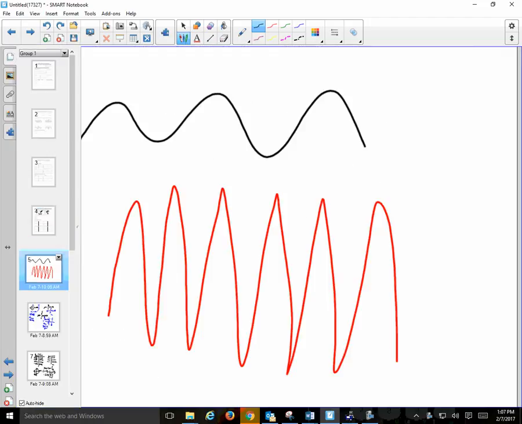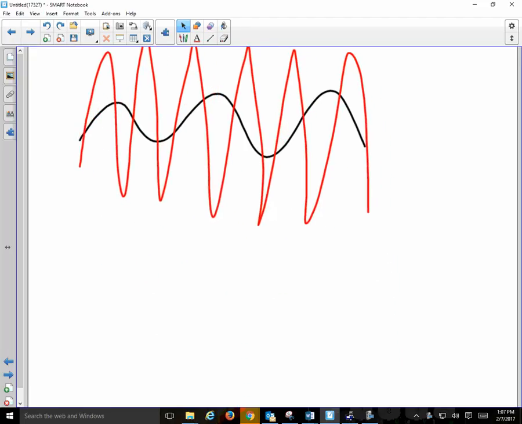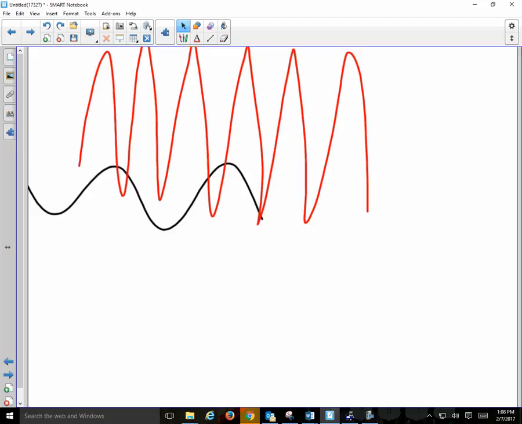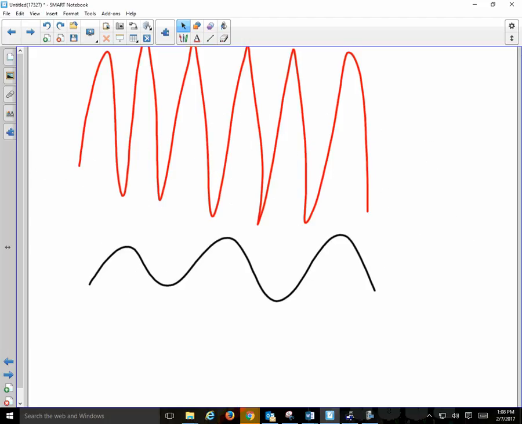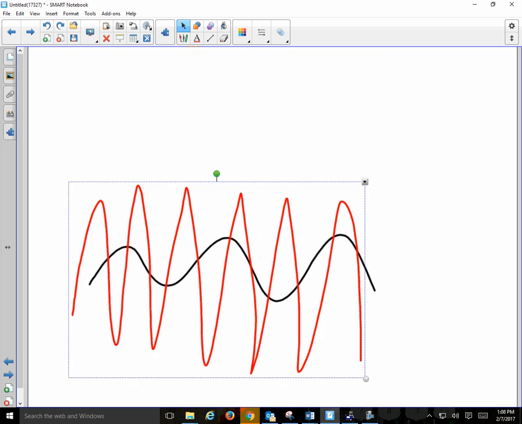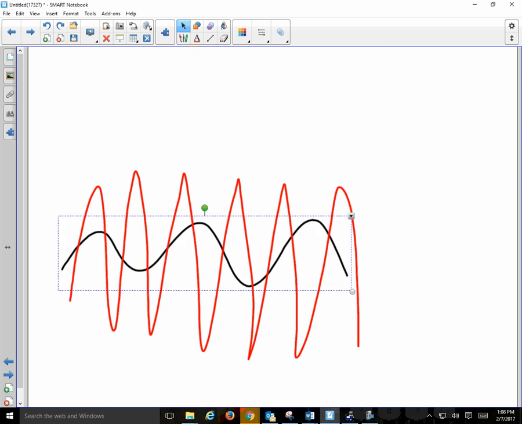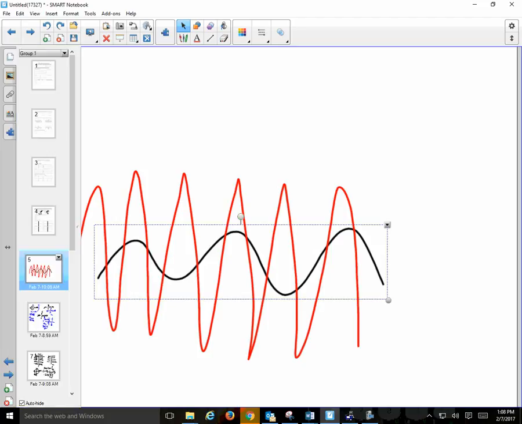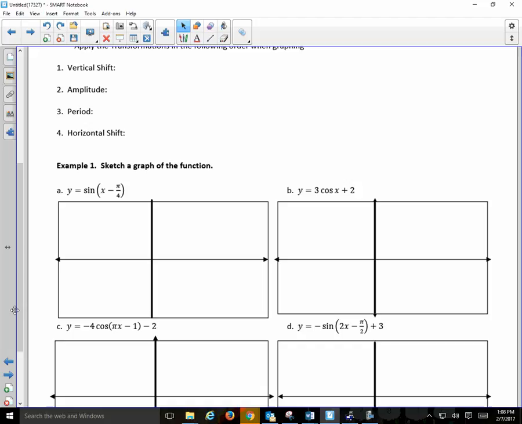So yesterday we looked at these kinds of shapes. You had these two graphs, where you change the amplitude and you change the period. But today we're going to take that graph and move it right, left, up, and down. Yesterday we looked at the difference between these two. Today we take these and we move them right, left, up, and down. As you apply these shifts, we always start with a vertical shift.